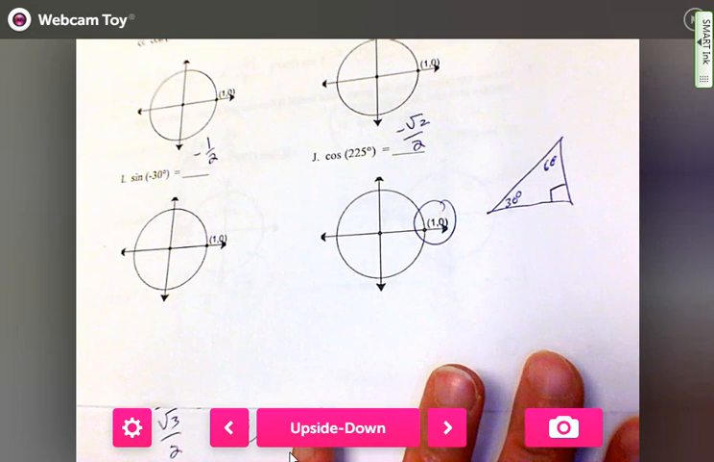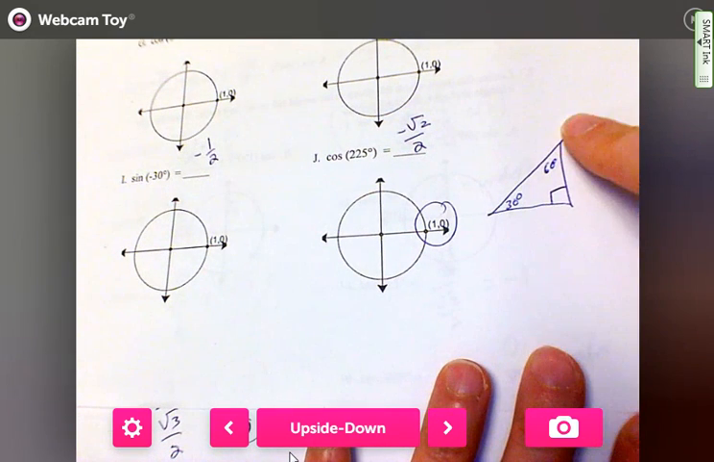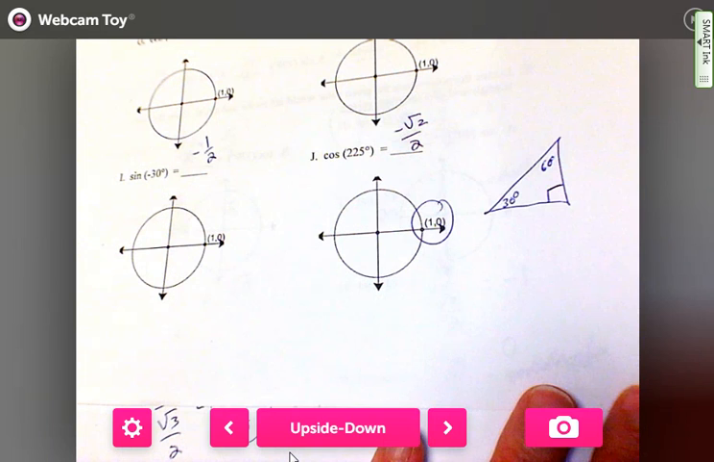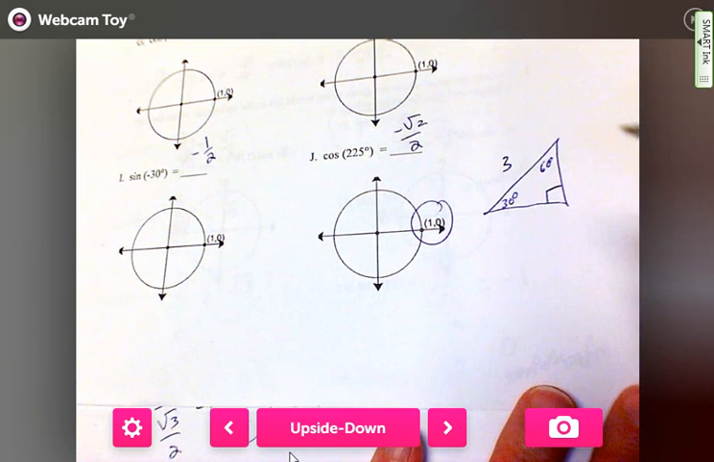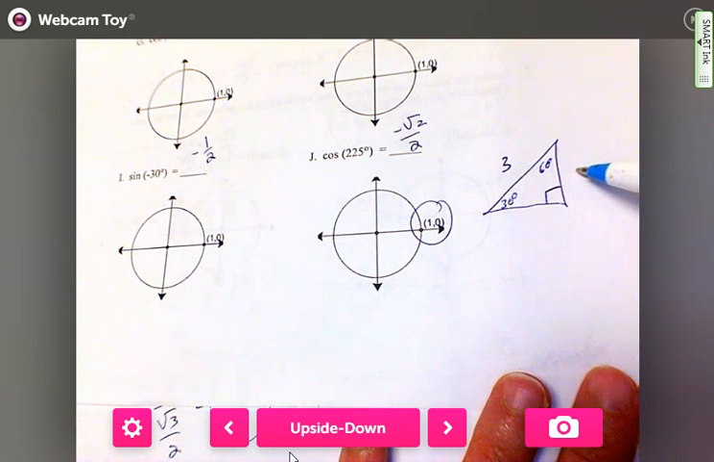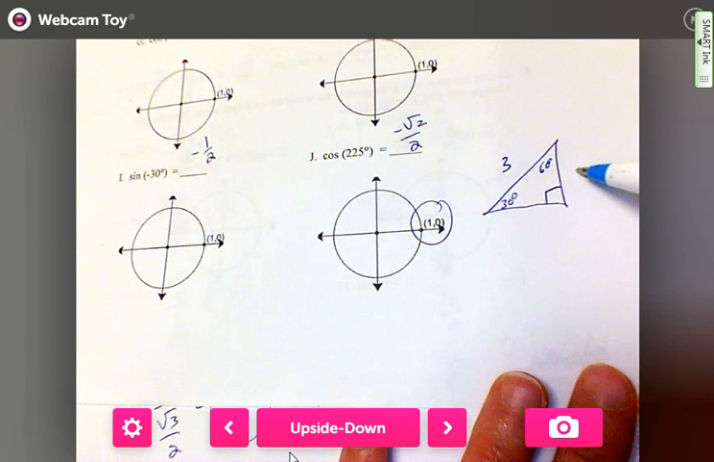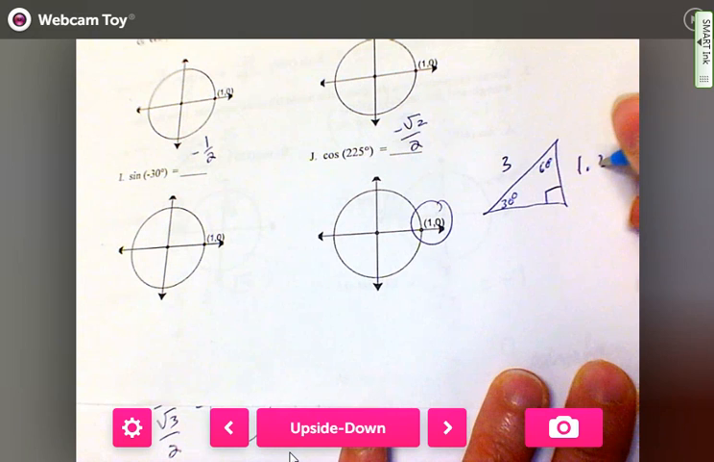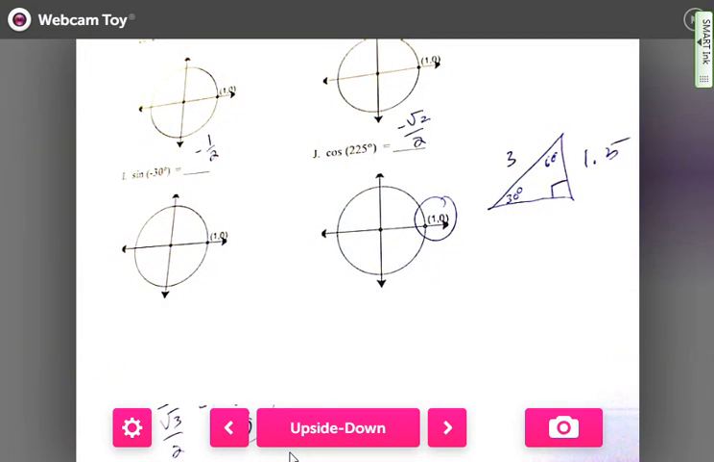Let's say, for example, the hypotenuse, instead of being 1, is, let's say, 3. Okay? If the hypotenuse is 3, what's the number across from 30 going to be? It's not going to be 1/2 anymore. What is it going to be? What's half of 3? 1.5.